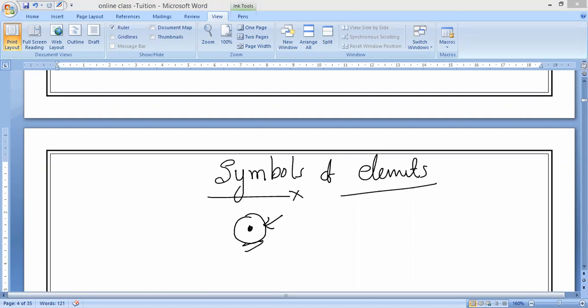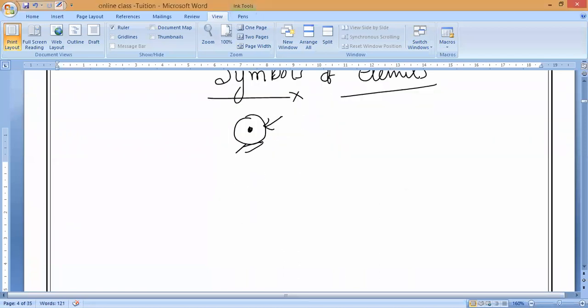Now, first of all, we will discuss the Dalton symbols of elements, and later we will study modern symbols of elements. First we'll study the oldest symbols, which were given by Mr. John Dalton. His purpose was to remember all the existing elements in a short way by using some symbols. He designed something that we call the Dalton symbol of elements. So all of you keep the heading: Dalton symbol of elements.